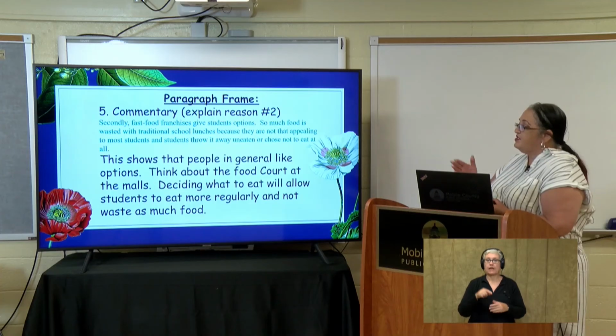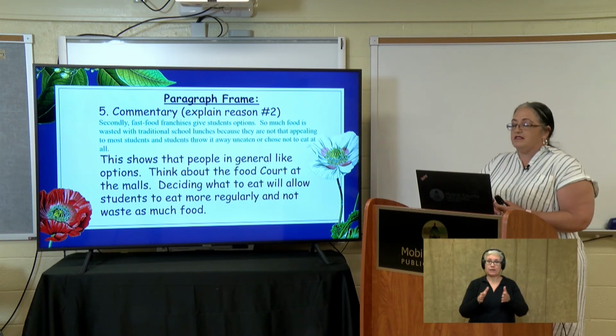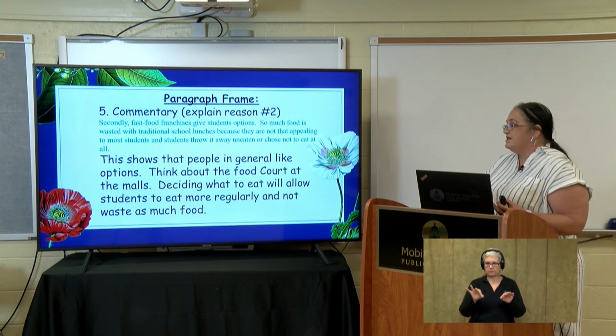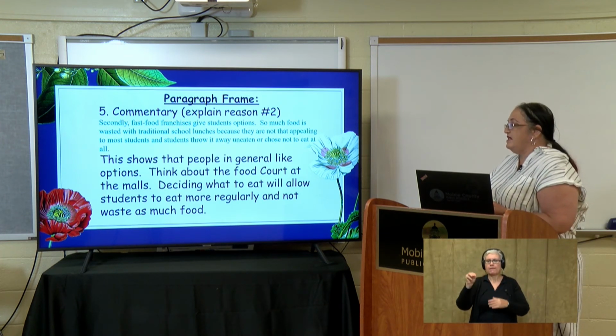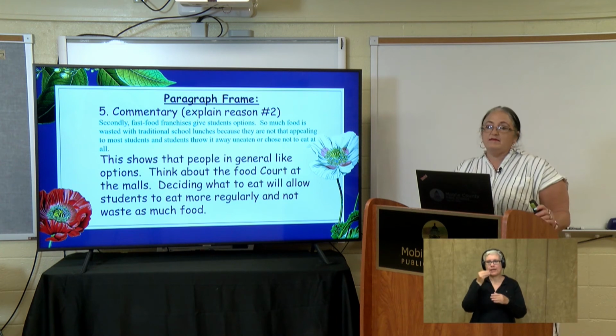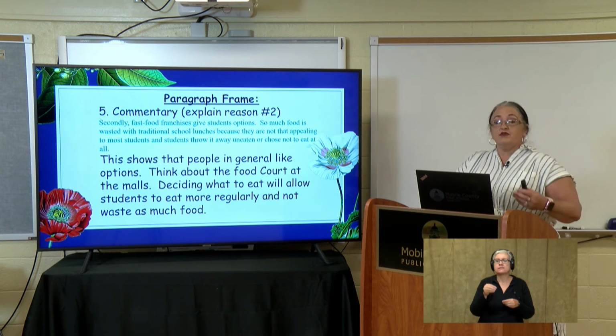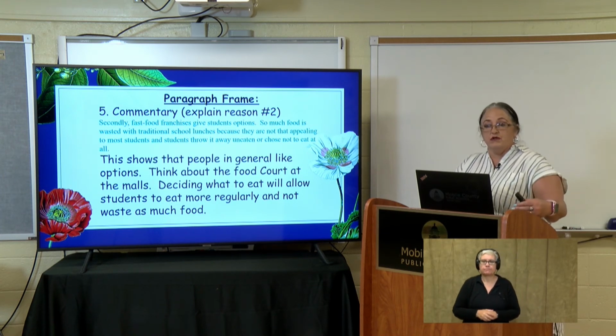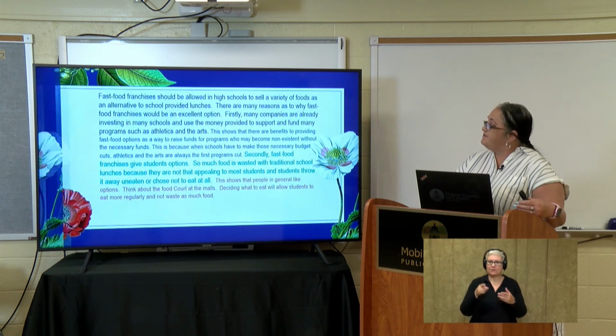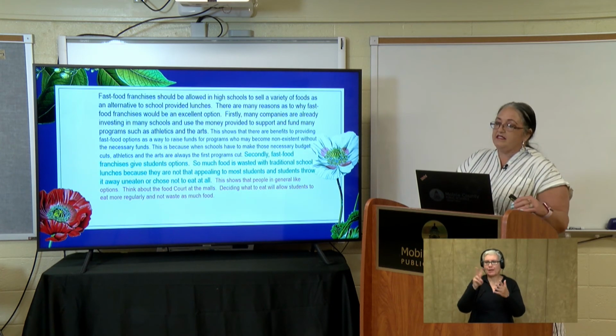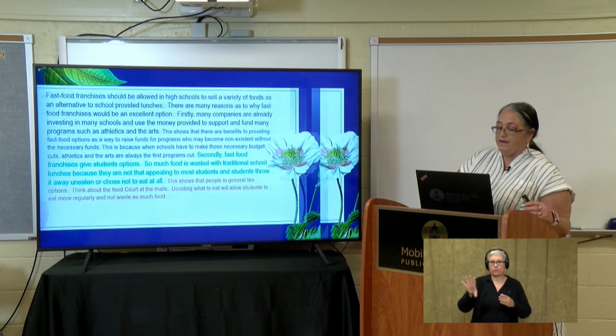All right, so of course now, this is when we come to the commentary on that. So we're explaining, we're talking about what that is. I use the sentence starter, this shows that. This shows that people in general like options. Think about the food court at the malls. Deciding what to eat will allow students to eat more regularly and not waste as much food. All right, so that's our commentary. It's common sense things. So your appeal is going to be logical to the people who are listening. And again, we just add it to the end of that paragraph.